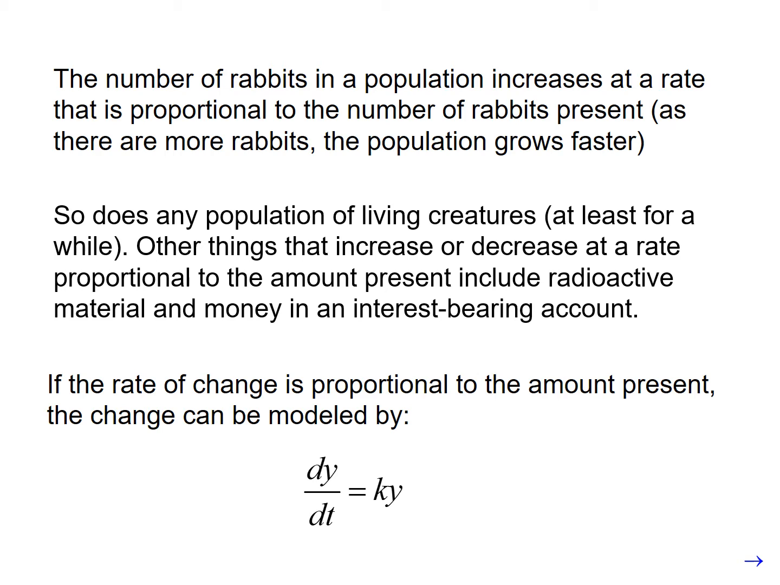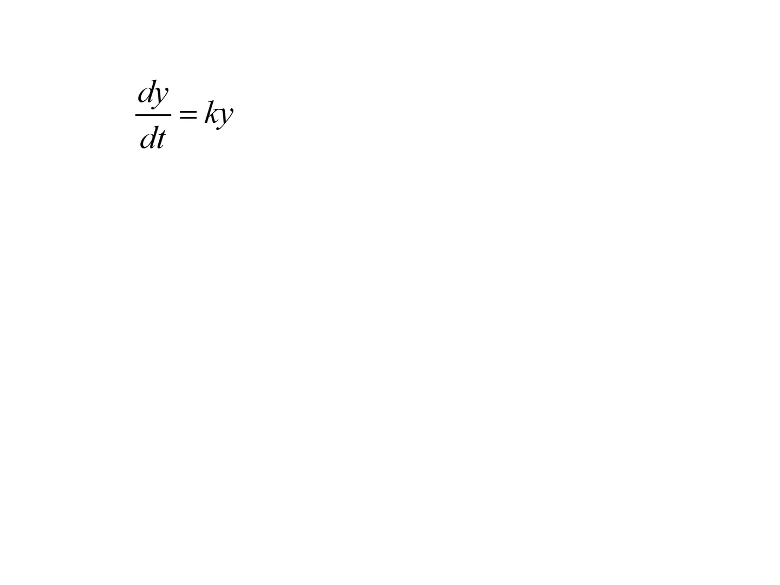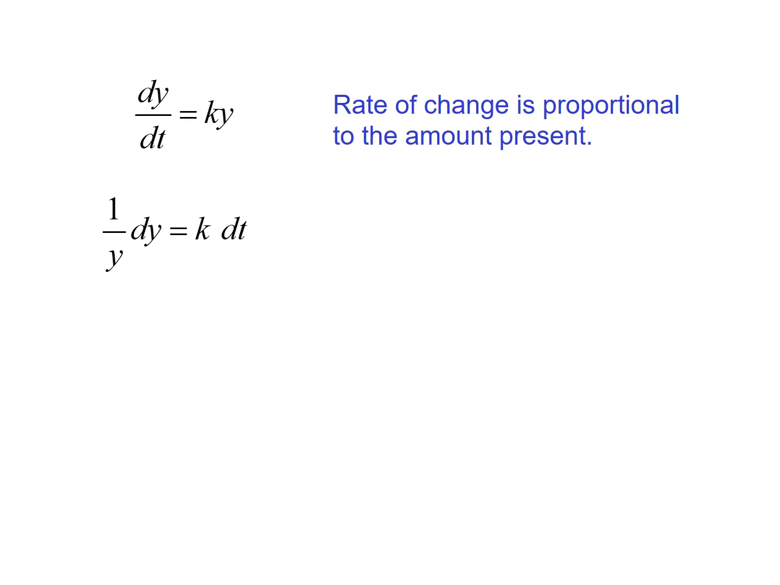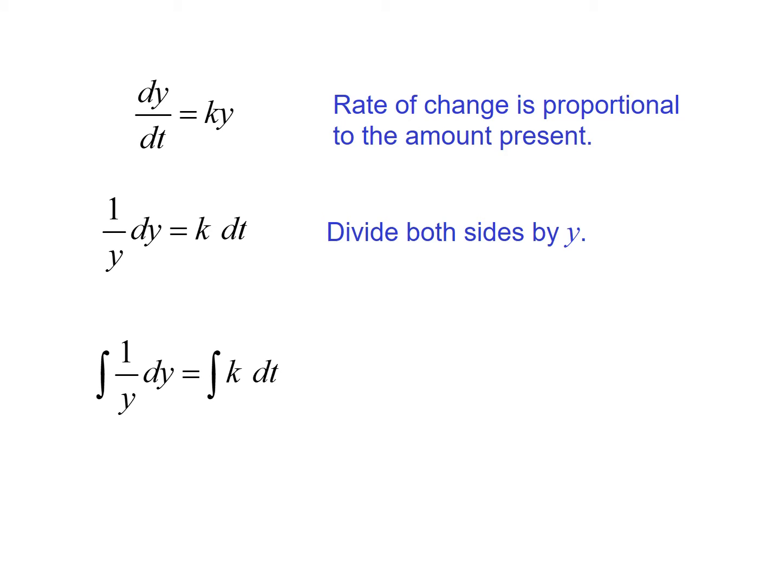And here's how we show that something grows at a rate that's proportional to the amount present. So dy dt, the rate of change of y with respect to time, is equal to k, a constant, times y, which is the quantity. So if y gets bigger, dy dt is bigger. Now we can solve this. This is a separable differential equation. Divide both sides by y, multiply by dt, integrate both sides.